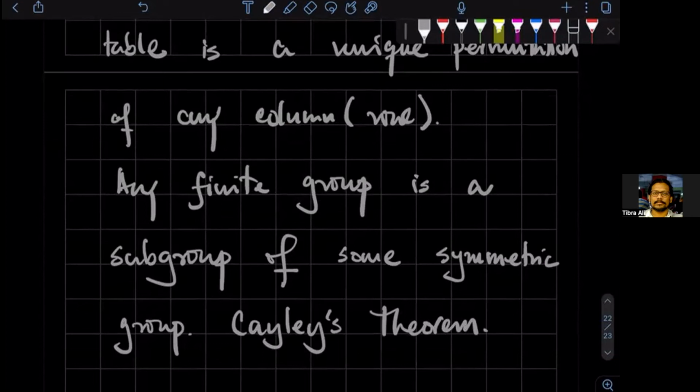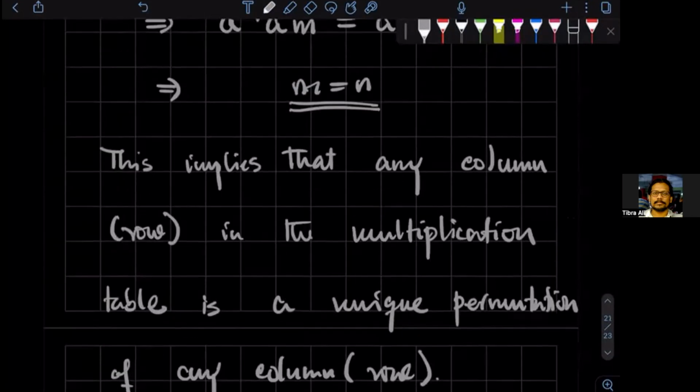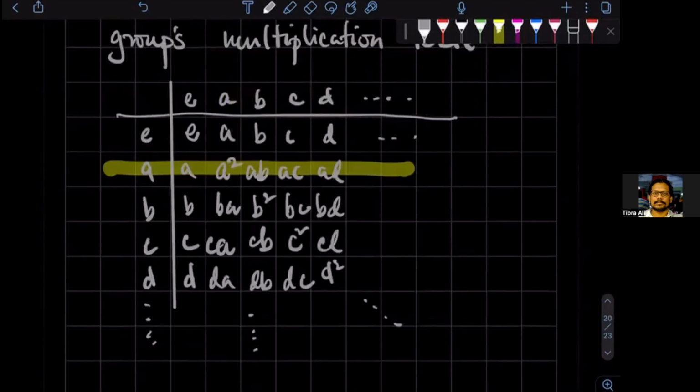So this is a very, very powerful observation, because every row or column is a unique permutation. That means the action of multiplication on elements that gives you the different rows or columns can be thought of as a permutation on the elements. It's kind of an automorphism. And because the resulting element is a unique permutation, it must be part of some permutation group. Therefore, any finite group is a subgroup of some symmetric group. Okay?